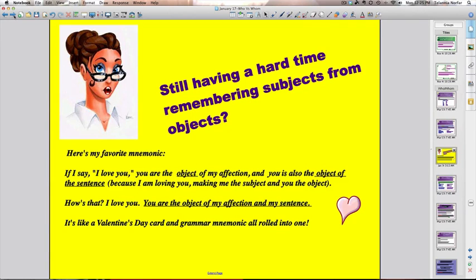Okay, still having a hard time remembering subjects from objects? Well, here's my favorite mnemonic. If I say I love you, you are the object of my affection. And you is also the object of the sentence, because I am loving you, making me the subject, and you the object. How's that? I love you. You are the object of my affection and my sentence. It's like a Valentine's Day card, all rolled into one.